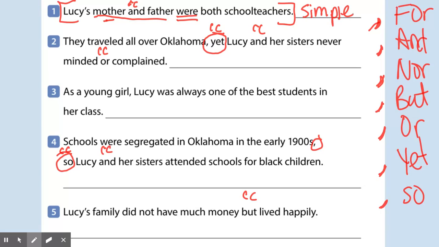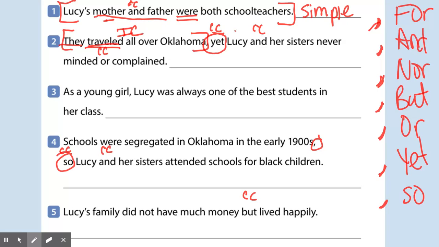Number 2, they traveled all over Oklahoma, yet Lucy and her sisters never minded or complained. Well, my subject is they. What did they do? They traveled. And that is they traveled all over Oklahoma. We get to that comma. That comma is like the compound sentence way of putting a period. You could end it right there. So that is letting me know I have another independent clause right there.